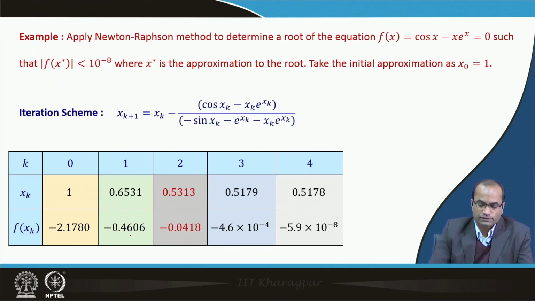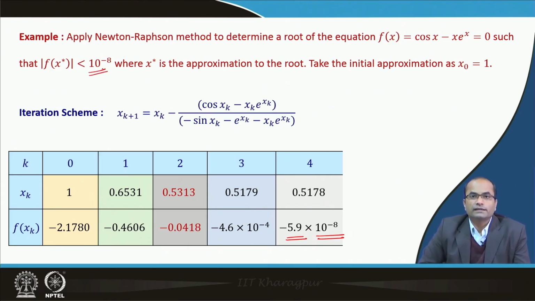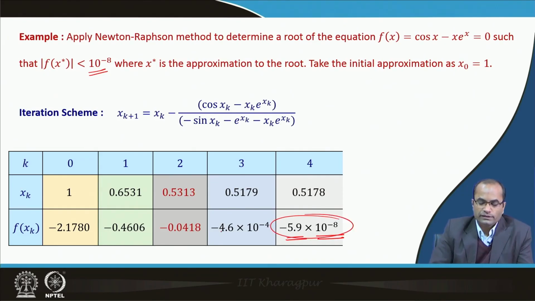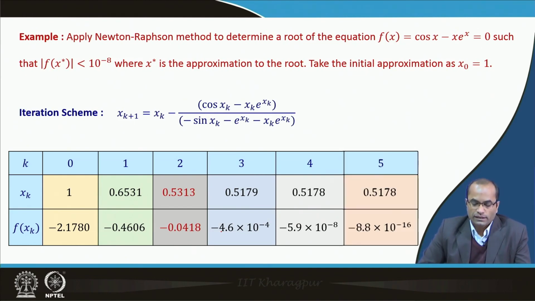After the fourth iteration, it goes really to 10 raised to the power minus 8, but here we have 5.9, but we want this value to be less than 10 raised to the power minus 8. So this is greater than 10 raised to the power minus 8. So we have to go further, perhaps the next iteration will give exactly the desired accuracy. If we compute the values after this fifth iteration, we get 0.5178, and the accuracy here we get 8.8 times 10 raised to the power minus 16.